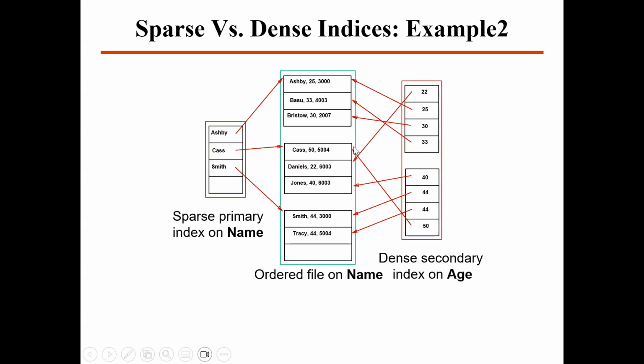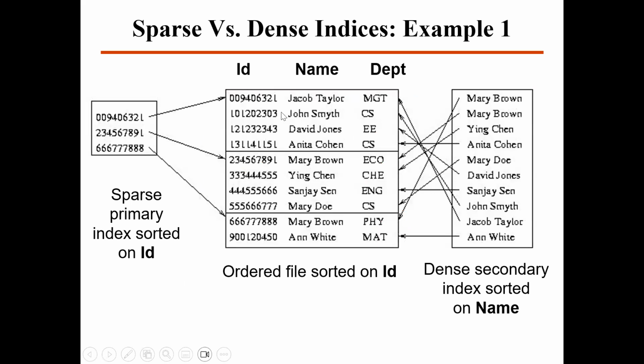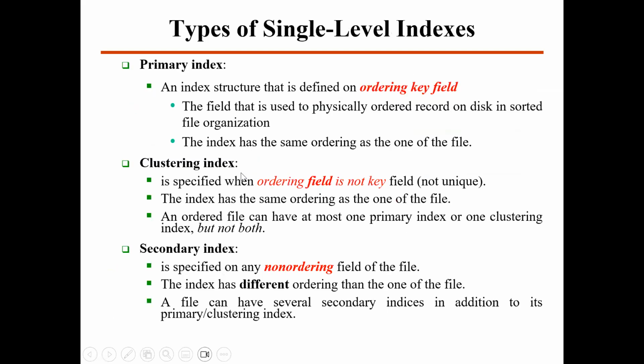For example, here we have created a primary index on the file which was ordered by name. And in this example, we have created a primary index which was made on a sorted data file, which was sorted on ID. This is called a primary index. Remember that a primary index points to blocks inside the data file, and hence it is much smaller.